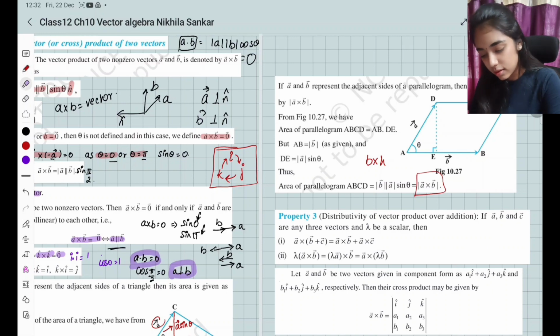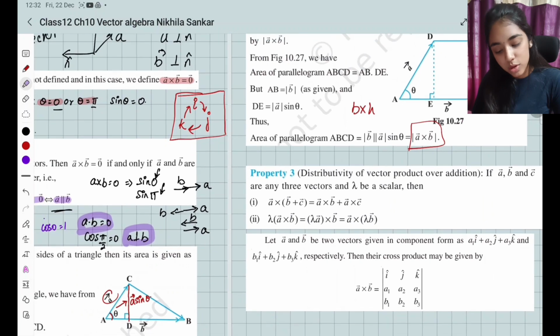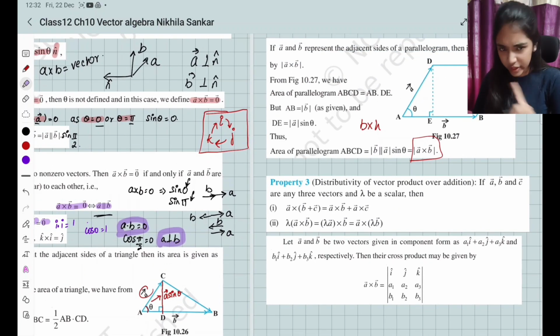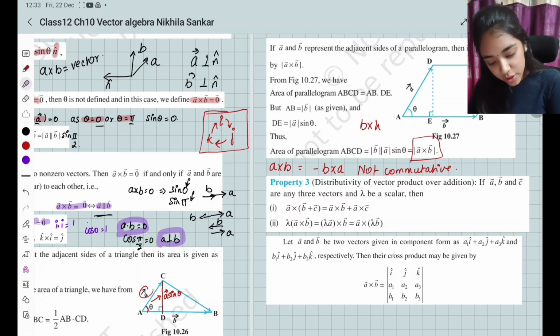Okay? Just like we saw the distributive property and associative property for the dot product, you have to remember that vector products are not commutative. What does that mean? A cross B equals minus B cross A. They are not commutative. Okay, this you have to remember. Second point, distributivity. So A cross B plus C becomes A cross B plus A cross C. Okay, and if there is a lambda, you can multiply lambda times A and then find the cross product, or you can multiply lambda to B and then take the cross product.